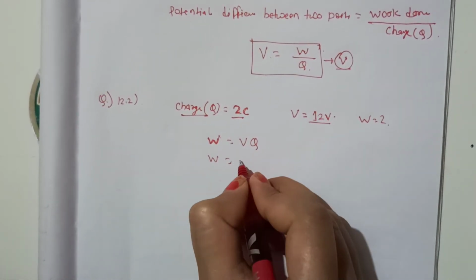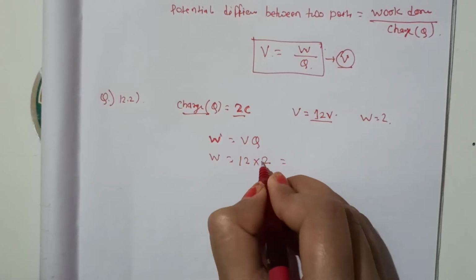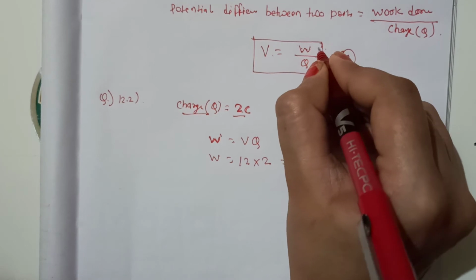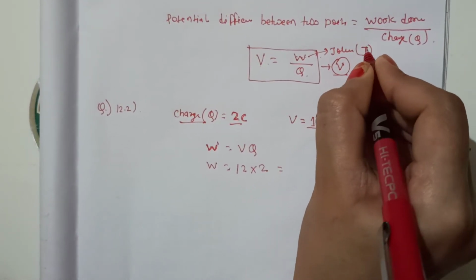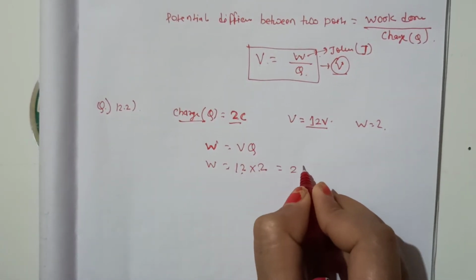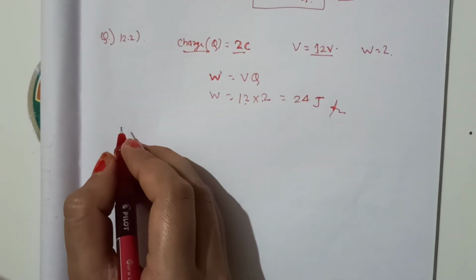So what is V? 12 volt. What is the charge? 2 coulomb. So this is the work, right? Work unit will be joule, that we represent as J. So W is equal to 12 into 2, that is 24 joule.